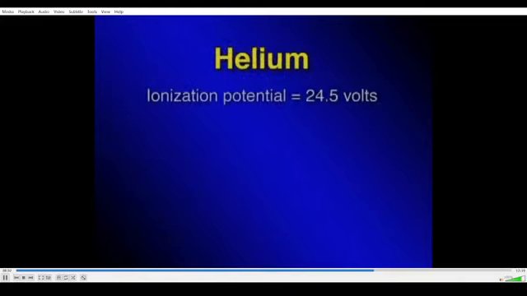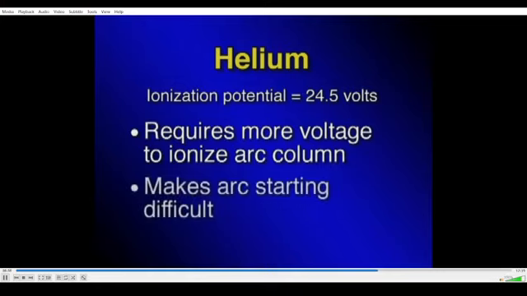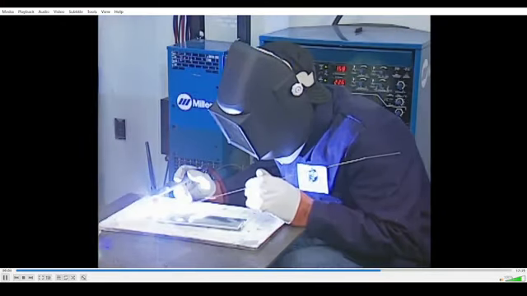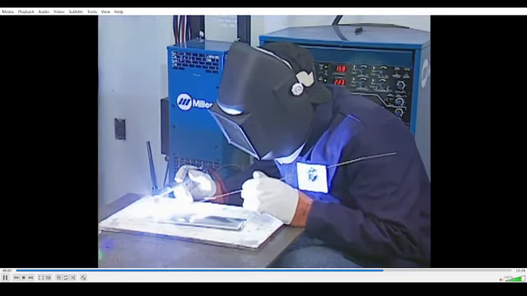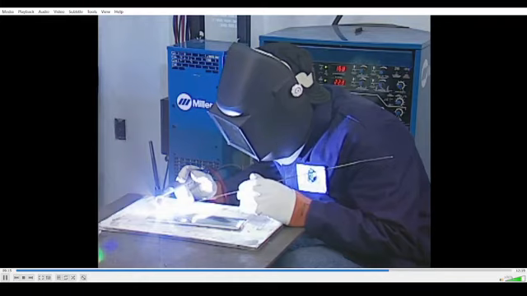Helium has a higher ionization potential than argon, which means it takes more voltage to ionize the arc column. This makes arc starting more difficult. Higher voltage also means that amp for amp, helium produces a hotter arc than argon, which allows you to achieve deeper penetration and faster travel speeds. This makes helium well suited to thicker sections, especially thicker sections of aluminum and copper.